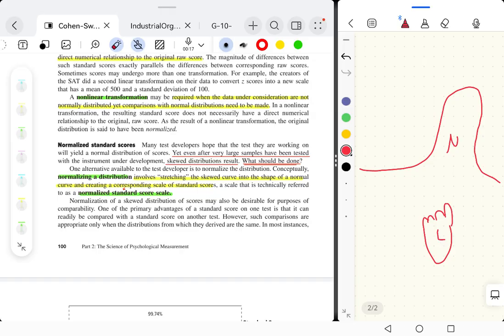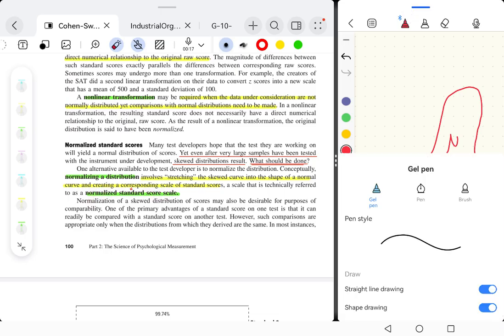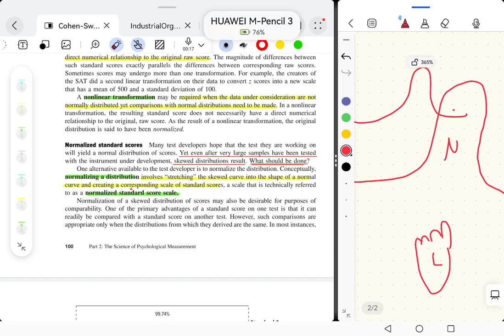So what happens if it's not normalized, or there are a lot of skewed distributions that result from that? We can try to normalize that distribution, which involves stretching the skewed curve into the shape of a normal curve and creating a corresponding scale of standard scores, which is also known as a normalized standardized score scale. So you're literally manipulating the data to form this into this. But you need to have a certain type of normalized standard score scale to really turn it into a normal curve.